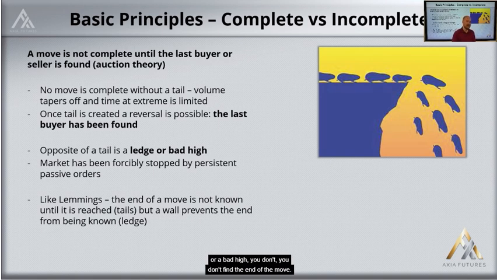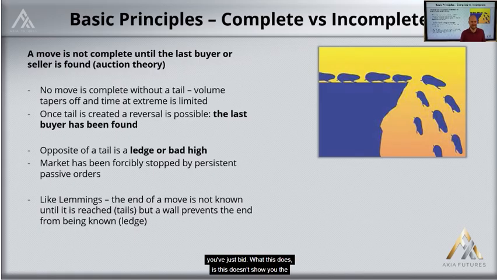That's the end of the move. Whereas with a ledge or a bad high, you don't find the end of the move. And instead, what happens is the market is forcibly stopped. So let's say a market rises up, somebody comes and sells, and sells, and sells. Now, you've not found the final buyer, because you've got multiple people willing to buy, and somebody comes in and says, okay, you can have it at the price you want. Imagine an auction to buy a watch, and there's still 10 hands up in the auction. Rather than waiting to find out the highest price anyone will go to, somebody decides, actually, I've got 10 watches to sell, all of you can have one for the price that you've just bid.